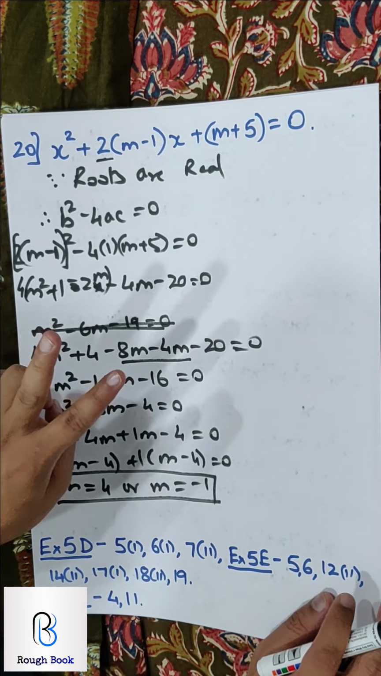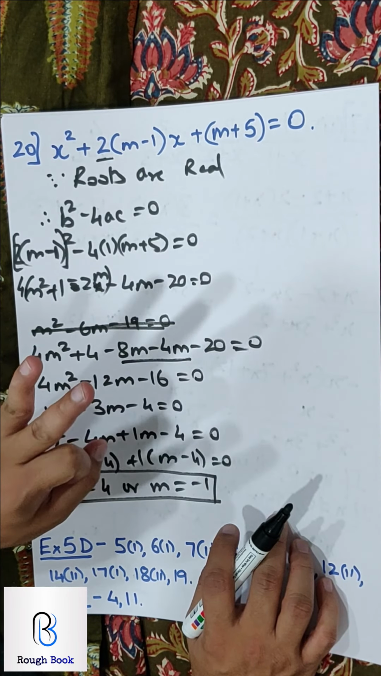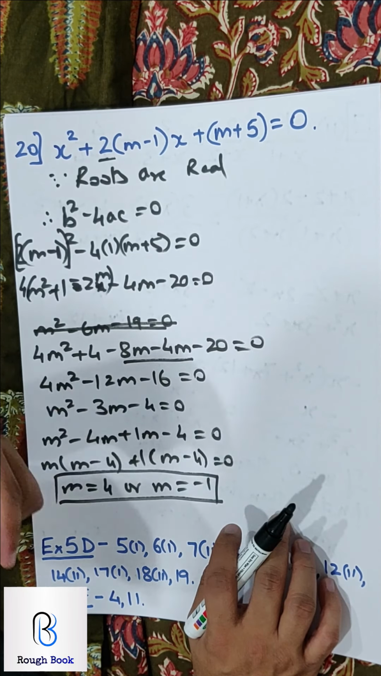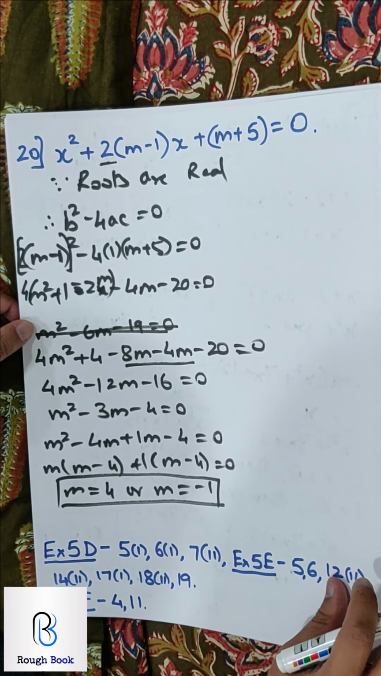I have left 2 sums in this exercise, 8, 9 and 10. Those 3 sums are very important sums. We will do it in the next video along with exercise 5e.